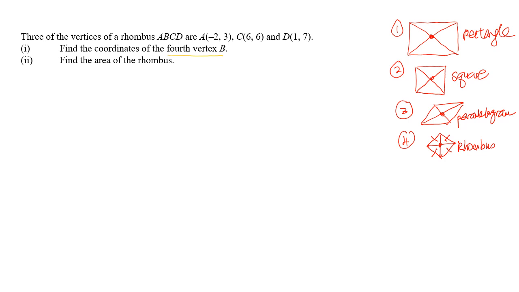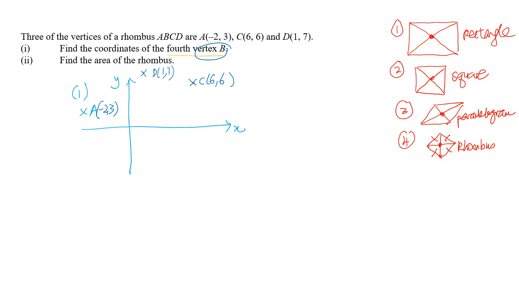All right, so in this question you're given a rhombus. Let's try to sketch this rhombus. So you have point A, negative 2, 3. And then point B is the one you need to find. C is 6, 6. I think it needs to be further away, because if this is 2 units, 4, 6, further away. D is 1, 7. Okay, I think somewhere here.